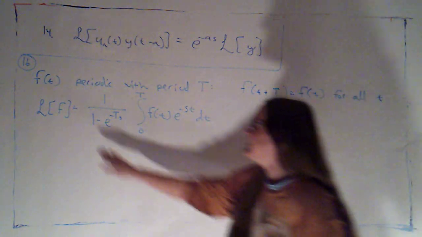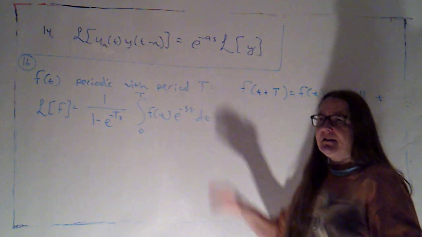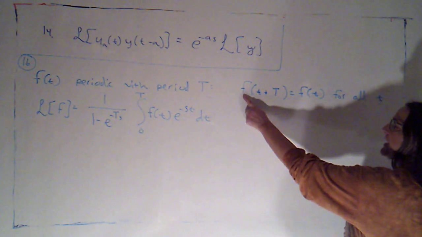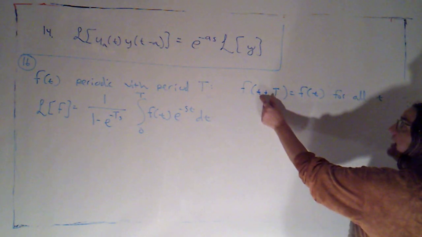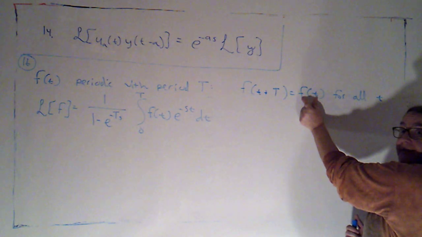So problem 16 deals with a periodic function. So f of t is periodic with period T. Classic examples are our trig functions. Okay, what it means to be periodic is that if you plug in any number plus the period, you just get out the same value as if you plugged in that number.